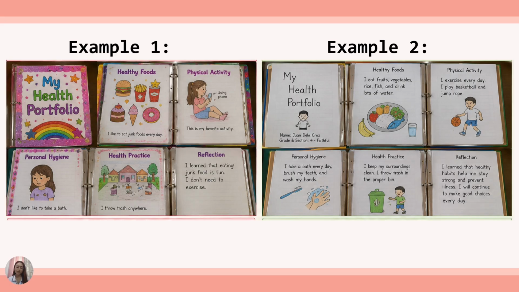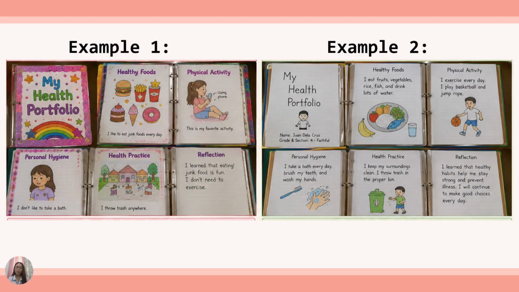I actually generated this example using AI for you to see the difference. So, for example, in the first portfolio, it is attractive, but some information is incorrect. While in the second portfolio, it is simple, but the content is accurate and the student explained the concept clearly. So, if we only base grades on appearance, the assessment becomes unfair.